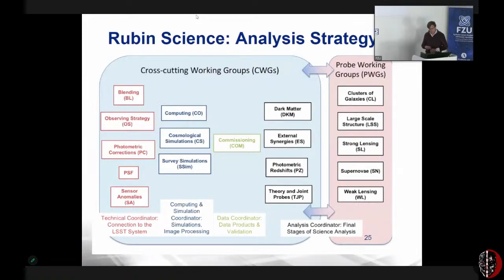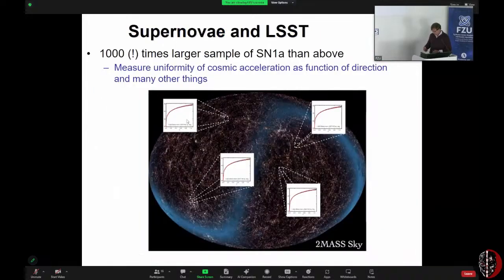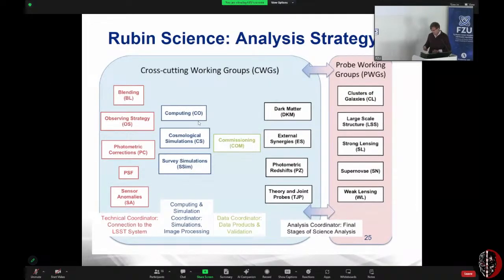So that's a more modern kind of structure, which also shows how the project fits into the analysis strategy. There are 5 probes that people want to use to measure dark energy: clusters, large scale structure, strong lensing, supernovae, and weak lensing. And there are technical groups, including sensor anomalies, PSF, photometric correction, observing strategy, blending, and computing. And then there are also groups interfacing technical groups and science groups. So that's more or less the structure of the dark energy science collaboration now.